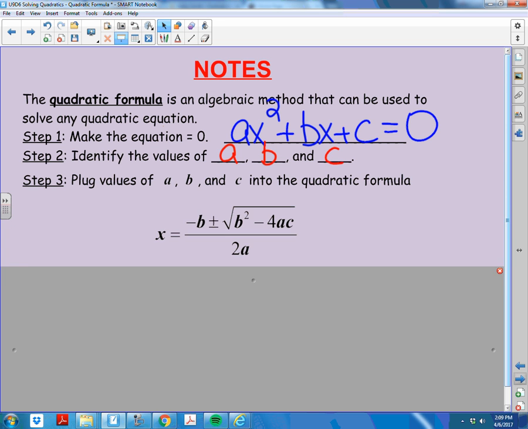Then you are going to plug them in to this, which is the quadratic formula. The quadratic formula is simply x equals negative b plus or minus the square root of b squared minus 4ac, divided by 2 times a. You cannot plug it into the calculator yet. I'm going to show you how to do it in just a moment.